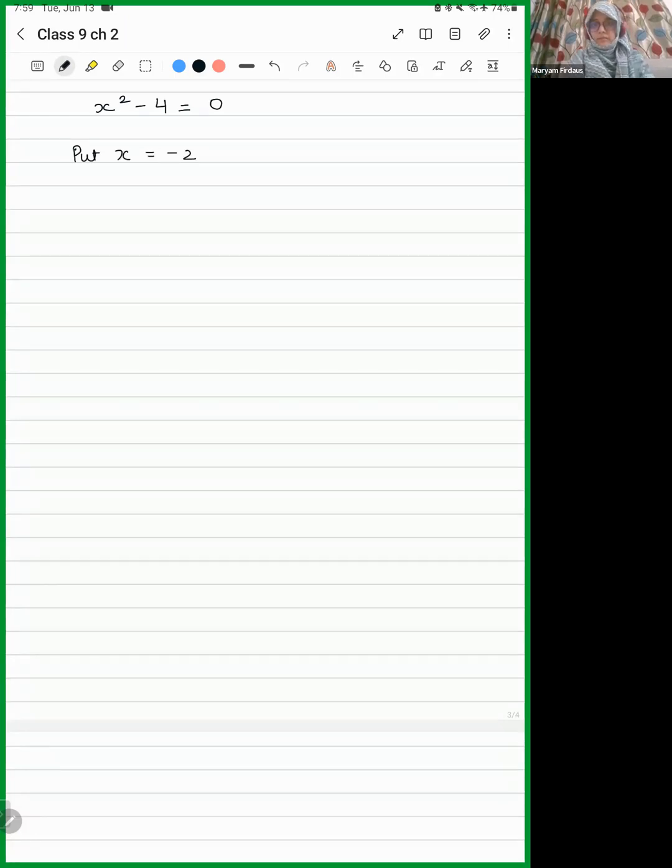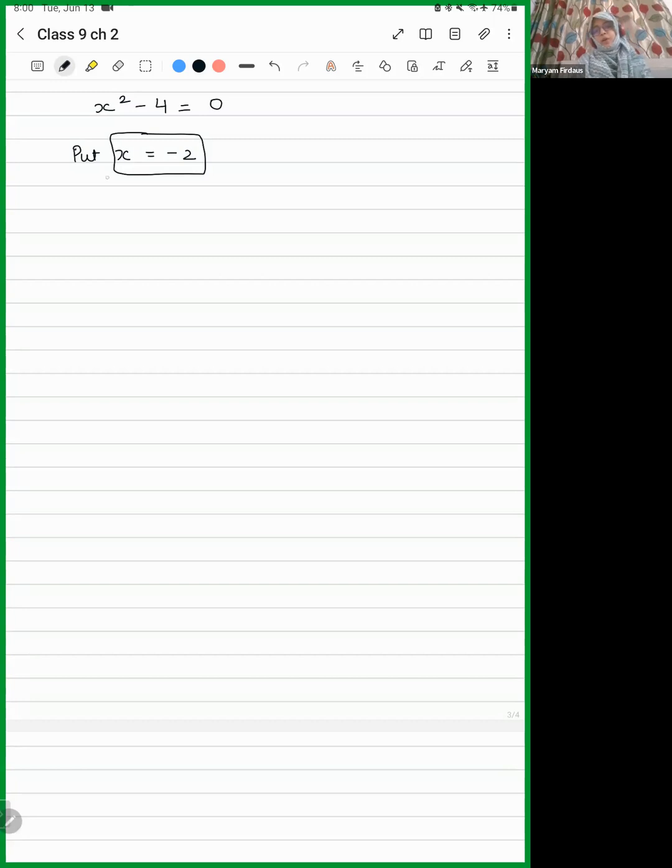What will you get? 4 minus 4, and that is 0. So that means x is equal to negative 2 is a zero of the polynomial. What is the zero of the polynomial? A zero of the polynomial is that point or that number for which the value of the polynomial becomes 0.